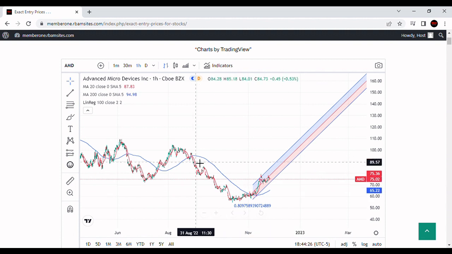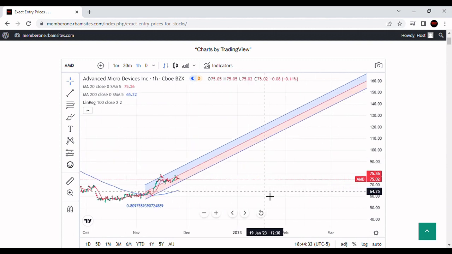This is an hourly chart, blue 200-hour moving average. It's above it, which is great news. It was below it all the way from August 26th, and now it's above it, and it's aggressively above it.